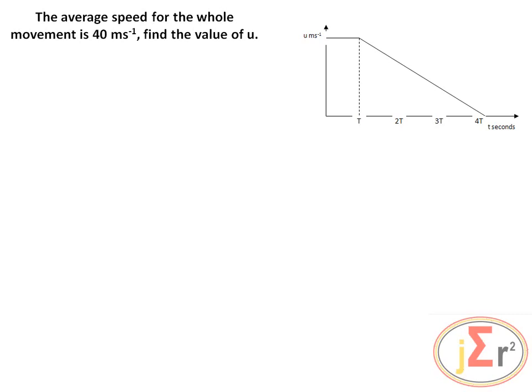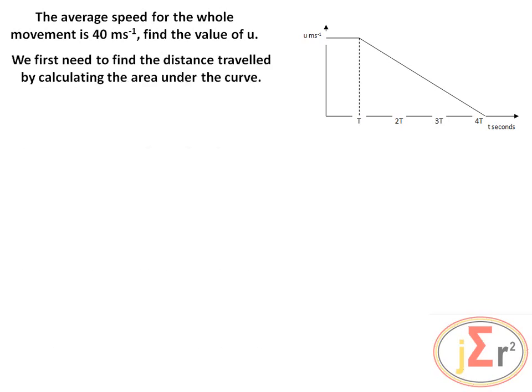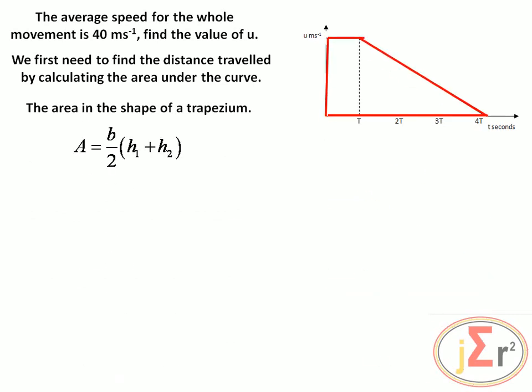Now, what is average speed equal to? We first need to find the distance traveled by calculating the area under the curve, because average speed is equal to total distance over total time. And of course this time it is also in the shape of a trapezium. And of course, let us identify the parallel sides h1 and h2 as before.